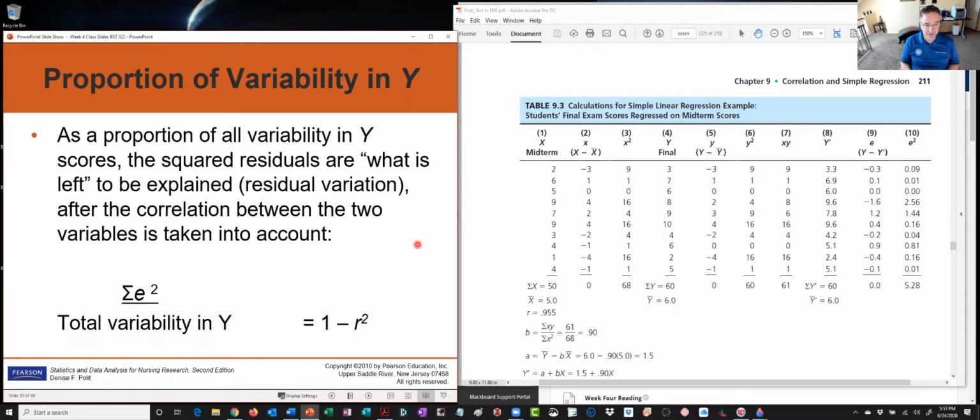And what's left over, the 1 minus R squared, could be the phase of the moon. It could be someone taking an exercise regimen that affects their cholesterol, whatever else is not in there. That's our 1 minus R squared. And we'll see some more examples of that as we go along.